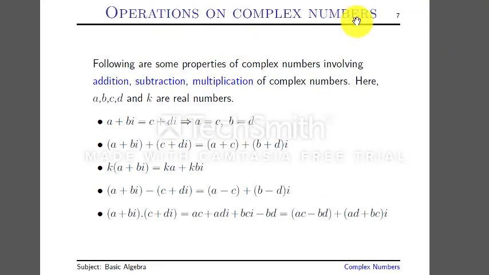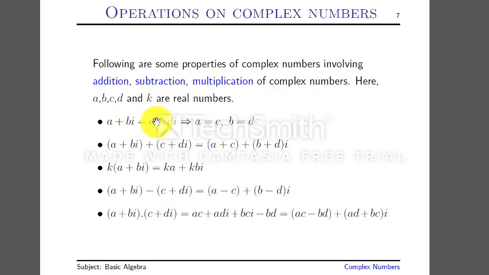Operations on complex numbers. Following are some properties of complex numbers involving addition, subtraction, multiplication of complex numbers. Here A, B, C, D and K are real numbers. These are some properties of complex numbers.